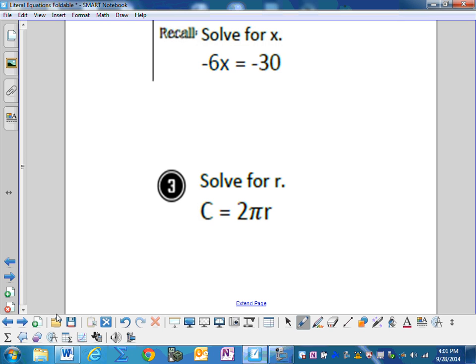Okay, solve for x. Negative 6x equals negative 30, so we divide by negative 6 on both sides, and that would give us x equals 5. So go ahead and solve for r. c equals 2 pi r.